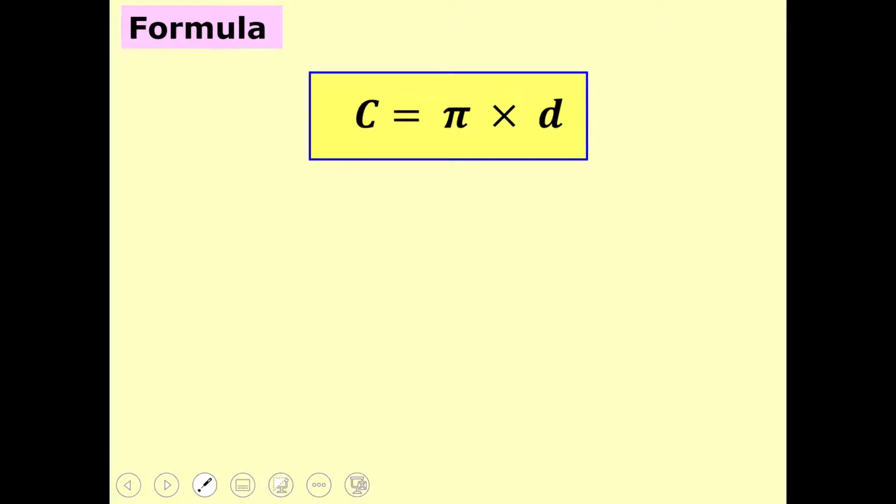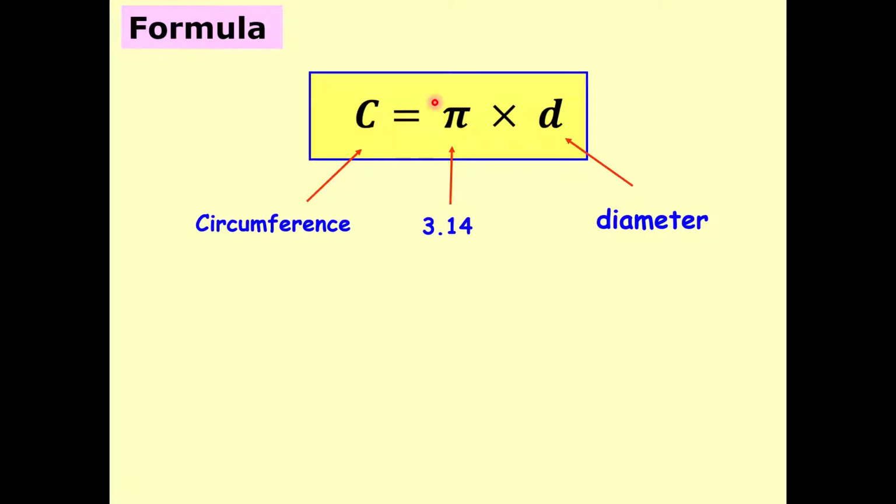Previously we have seen that the formula to calculate the circumference of the circle, which is all the way around the outside, is C equals pi times d. And we looked at what pi is, and that represents the number 3.14, and so on. So C is the circumference, pi is 3.14, and d stands for the diameter. If you take pi times the diameter, you get the circumference.